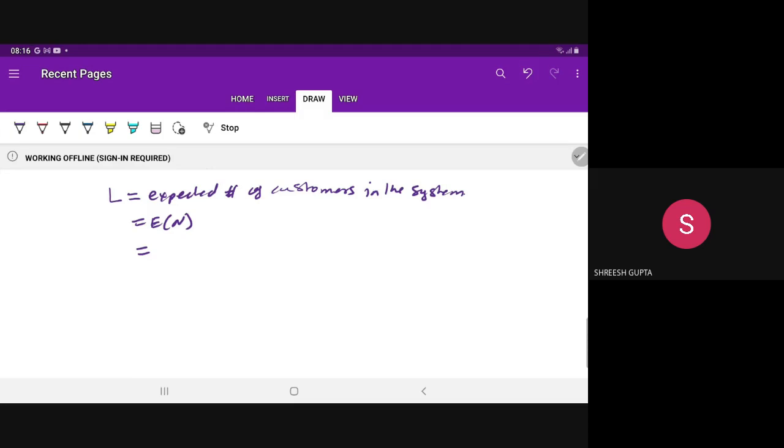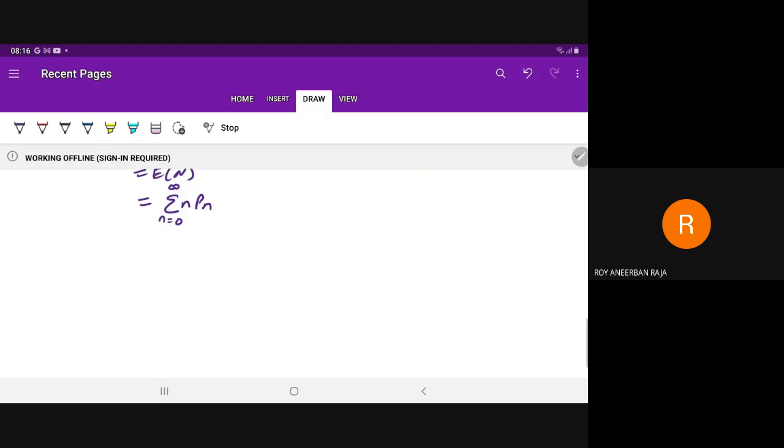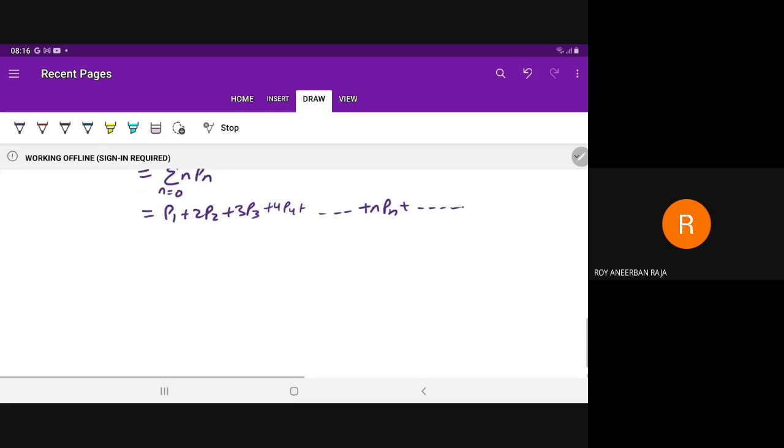Anyone please tell? Summation n into Pn. Yes, summation n into Pn, where n varies from 0 to infinity. So this will become P1 plus 2P2 plus 3P3 plus 4P4 plus nPn plus and so on. Right? So up to infinity it will go.